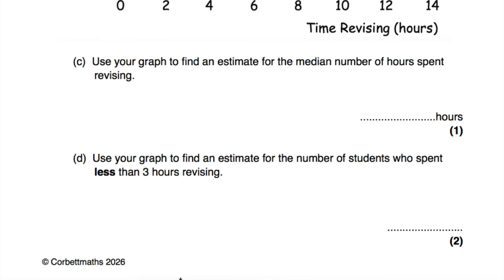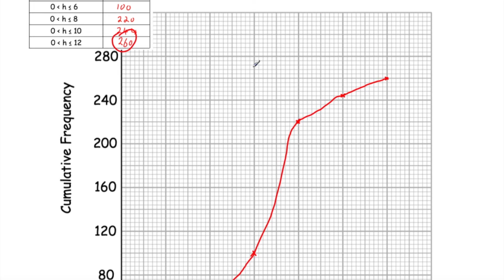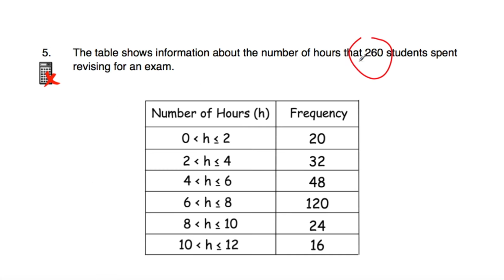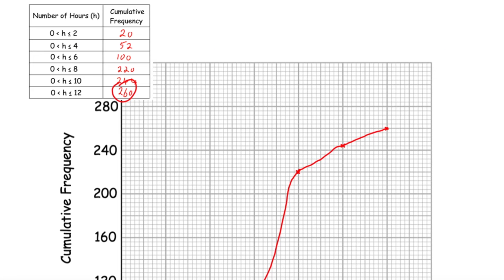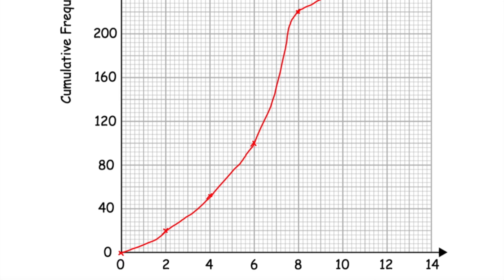Okay. And then part C says, use your graph to find an estimate for the median number of hours spent revising. So we want to find the median. So remember those 260 altogether. So the total number of students was 260. And I said that in the question, 260. So for the median, we're going to half that. And 260 divided by 2 is equal to 130. So we're going to find the 130th value. And remember, it's an estimate anyway, so that's why we're using just the 130th.